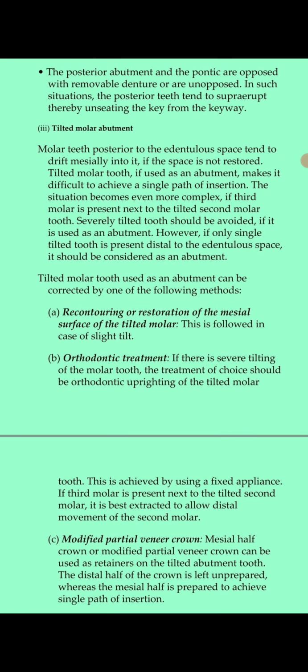The third method is the modified partial veneer crown. We give a partial veneer crown, but it is modified. We give it only on the mesial surface to make that surface parallel, not on the distal surface. This is the modified partial veneer crown. A mesial half crown or modified partial veneer crown should be used as a retainer on the tilted abutment tooth. The distal half of the crown is left unprepared, while the mesial half is prepared to achieve a single path of insertion.